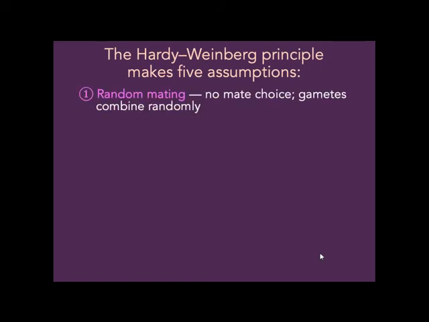The first is that there's random mating in our population, right? There's no mate choice, and gametes will combine randomly. If we don't have random mating, actually this will not affect allele frequencies, but it will affect genotype frequencies. For more information on that, take my class on evolution.